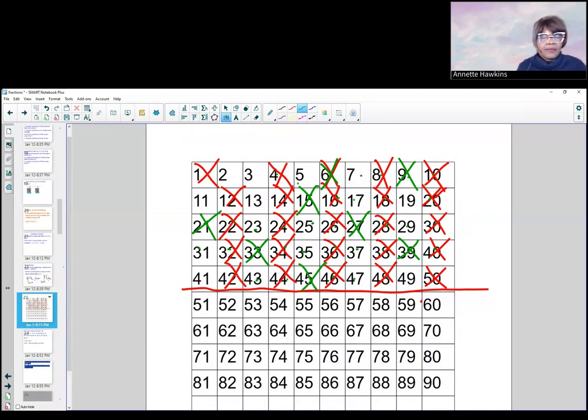All right, let's go to 5. We know 5 is prime, only has 2 factors, 1 and 5. So you get the drill. I'm going to cross out every 5th one. Okay, some are already crossed out.